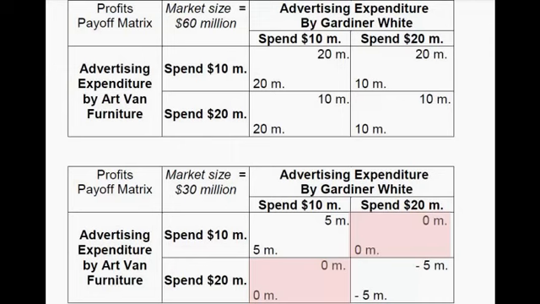And now we ask the question, what is likely to obtain? When Gardner White spends 10 million, Art Van should spend 10 million because 5 is greater than 0. And when Gardner White spends 20 million, Art Van should spend 10 million because 0 is greater than minus 5. So we say that Art Van has a dominant strategy to spend 10 million. And again, because the problem is symmetric, Gardner White will also have a dominant strategy to spend 10 million. So we see when the market size is sufficiently small, anything below 60 million, that both firms will stay with a lower level of expenditure, which is 10 million, because to go beyond that would cause them to make losses.